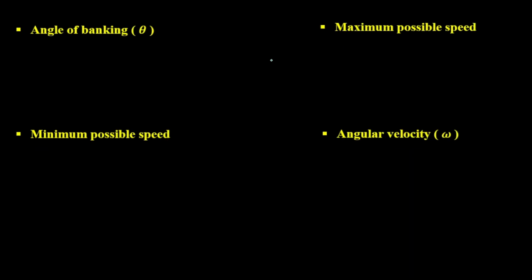Now we have angle of banking. Theta is equals to tan inverse of v square by r g.